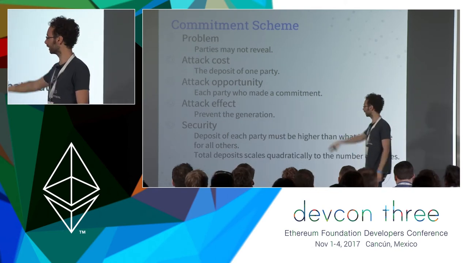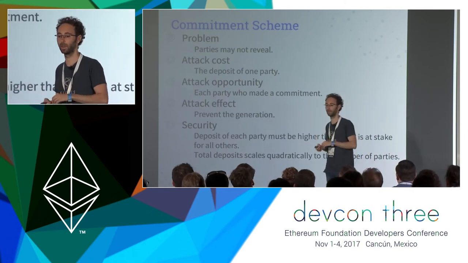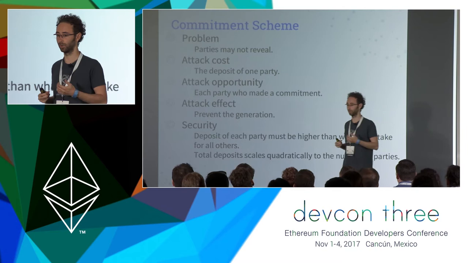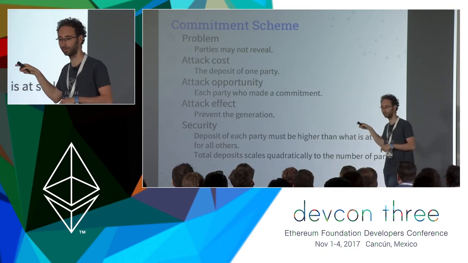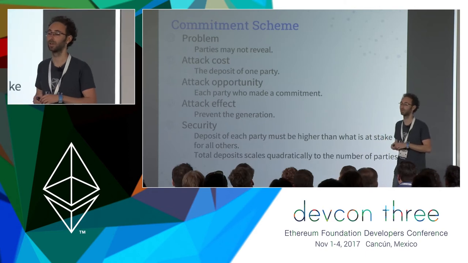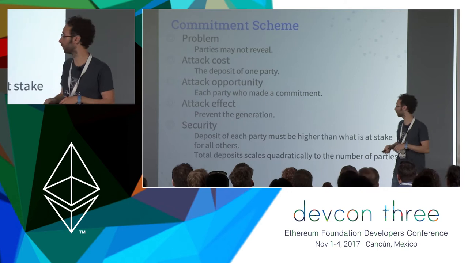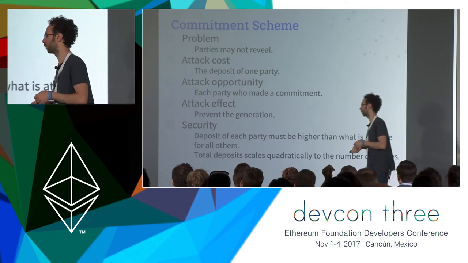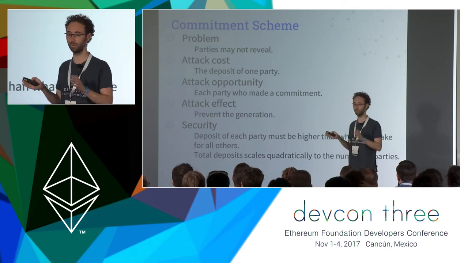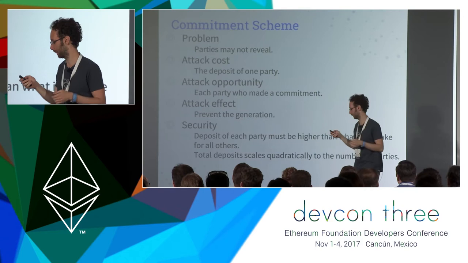But now, imagine you have 1,000 users relying on the same number, and you just have one not revealing to prevent the generation. So you will need each party to have a deposit equal to what's at stake for all the others. So this scales quadratically with the number of parties. So it may be perhaps okay for playing poker, but for a lot of people, it won't work.